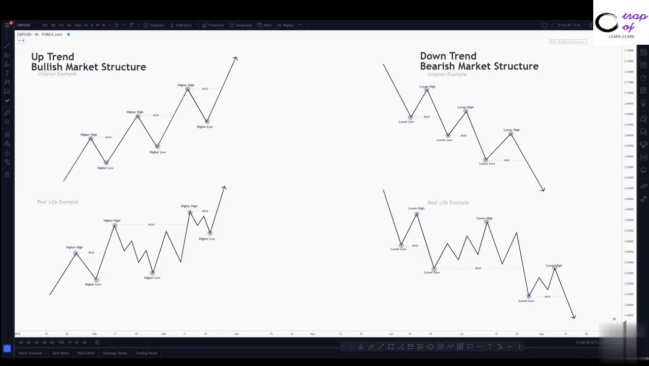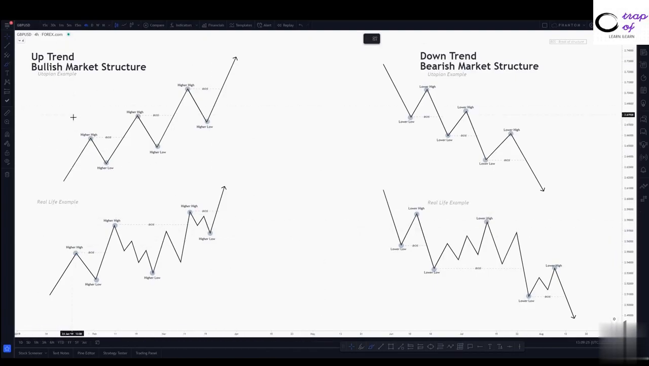Market structure is ultimately going to give us the direction and general narrative that we are going to need in order to build high probability trading ideas. So it's imperative that we understand the general concepts of market structure and then how they link to supply and demand. So let's jump into market structure.